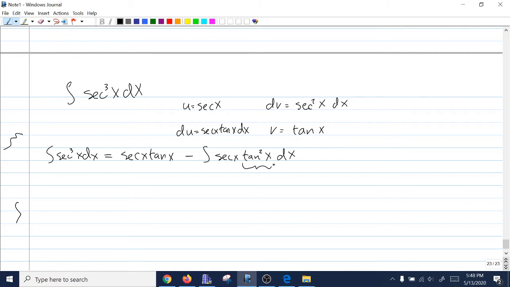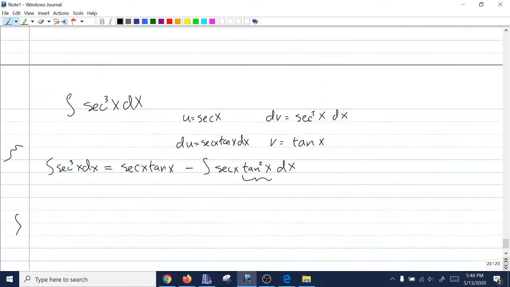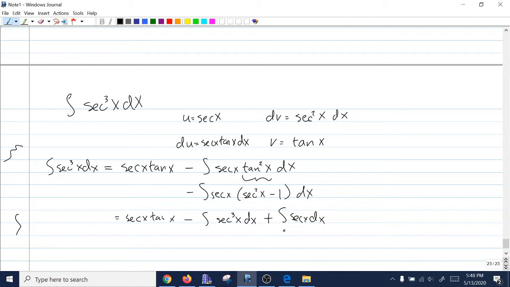The thing we do here is tangents I know how to turn into secants. Tangent squared, what's the deal with this? I had it written down a second ago. Tangent squared is secant squared minus 1. Aha! Now I can distribute that in. I get equals secant x tangent x minus, I'll split it into two integrals, minus the integral of secant cubed x dx plus the integral of secant x dx. This one I can do.